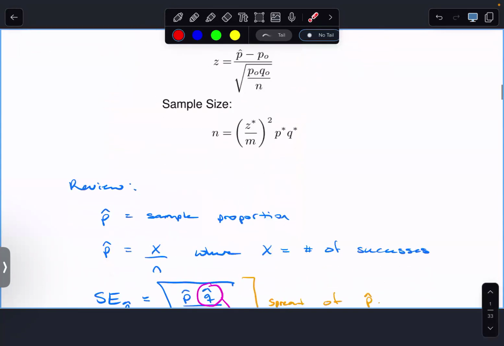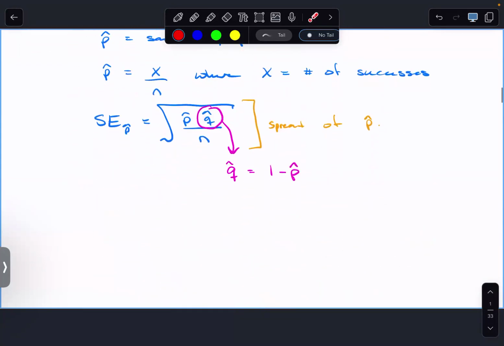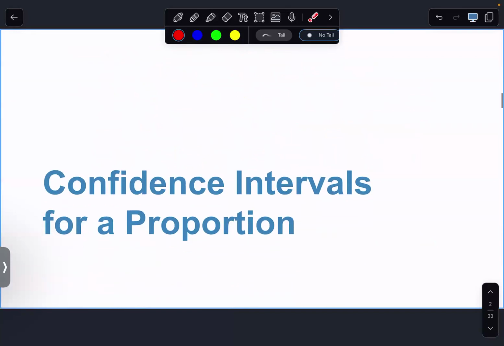Okay. So, confidence intervals, this is section 5.2. Confidence intervals for a proportion.